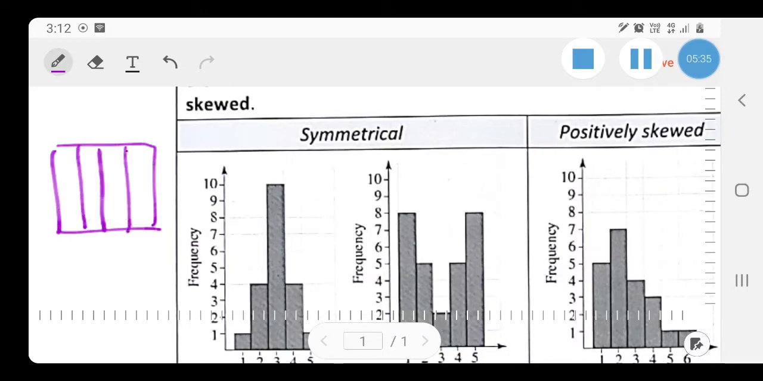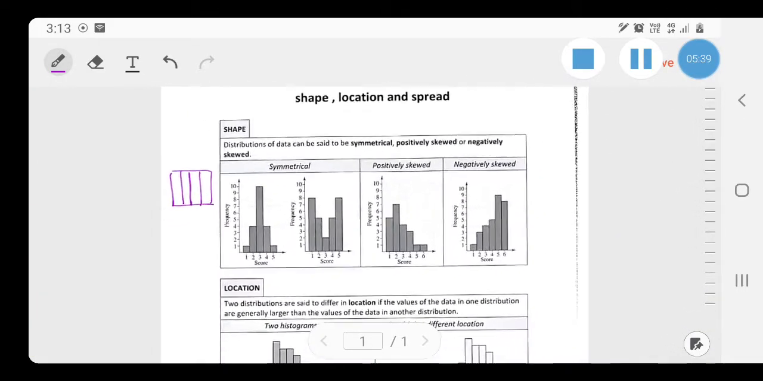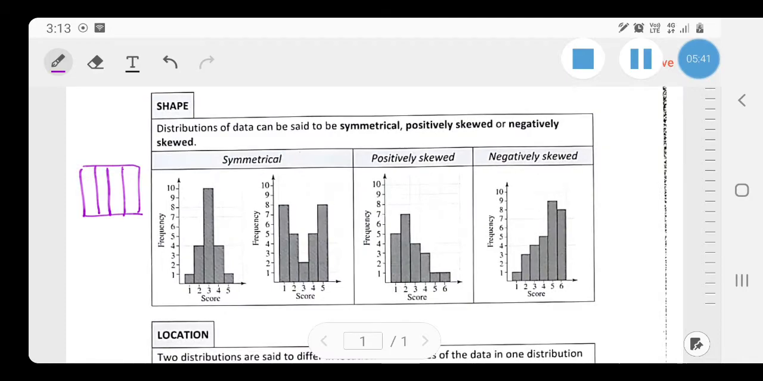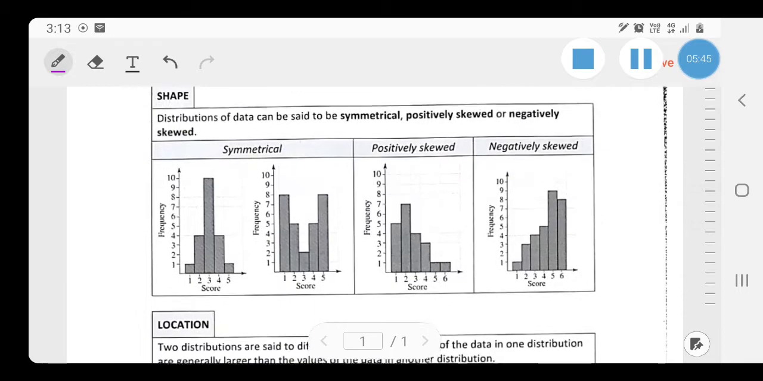And that is if all of your columns are exactly the same height. Doesn't pop up very often, but it's worth mentioning, okay? All right, so that is shape.